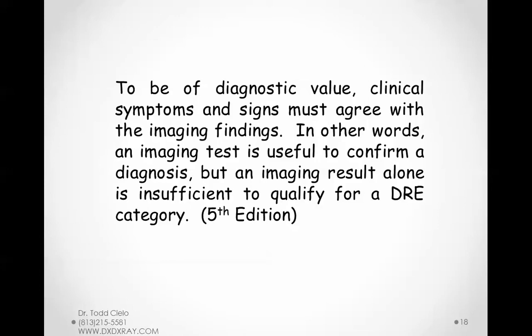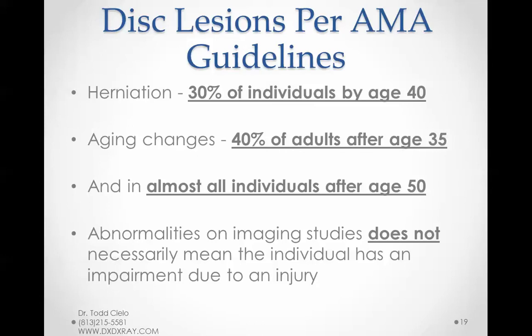That's why I like the objectivity of ligament laxity. And this is what the AMA guideline says about disc lesions. 30% of us by the age of 40 have a disc herniation without radiculopathy. Aging changes begin in 40% of adults after the age of 35. And almost all of us have some type of desiccation, dehydration, disc lesion going on by the age of 50. These are powerful statements. That's why you need something more than just MRI.